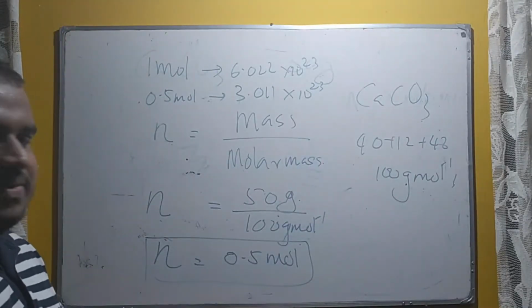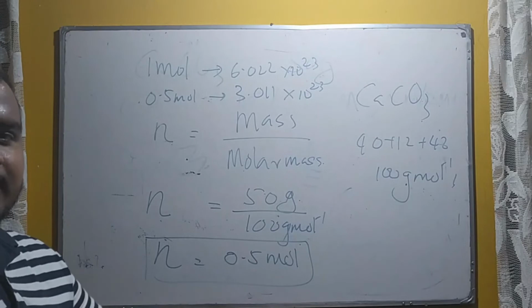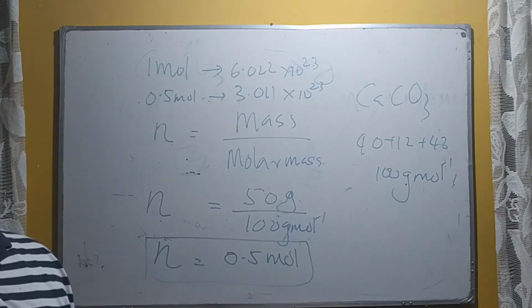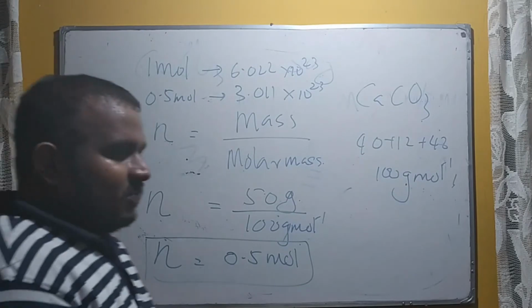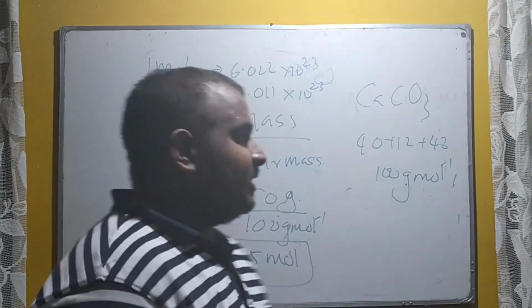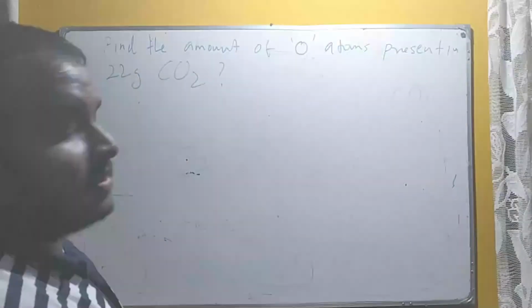The same question we did in two methods. The first method is based on the Avogadro constant, the second one is based on the molar mass. A simple science. So now we are capable of making everything easy. We know how to quantify. We'll do another example.